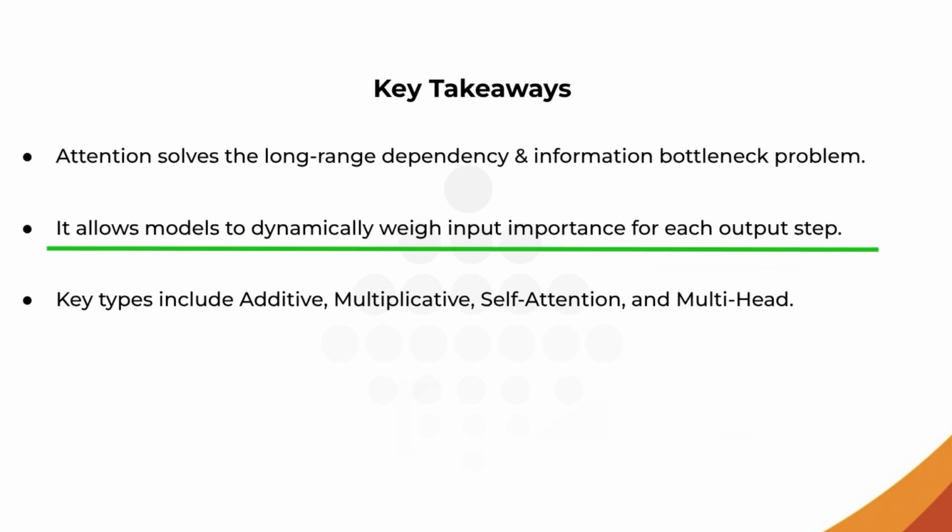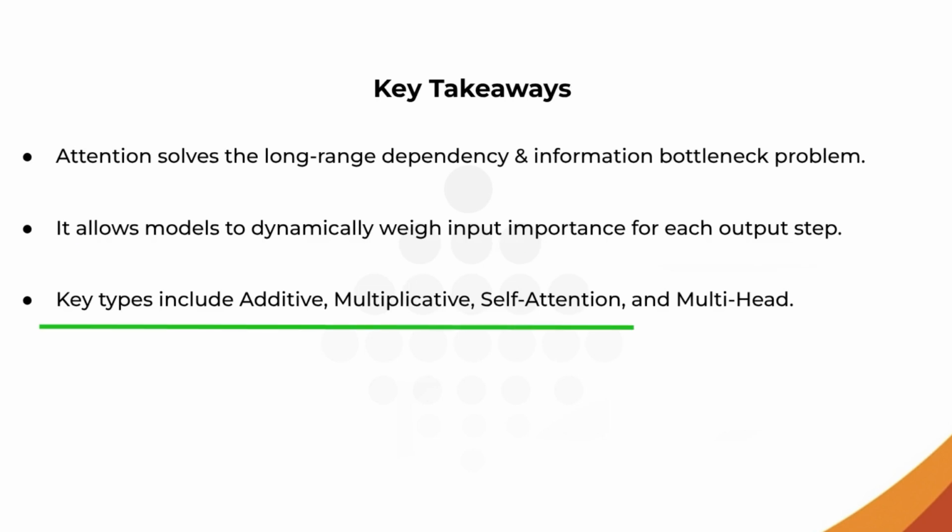Second, the core idea is allowing models to dynamically weigh the importance of different input parts. It's not static. The focus shifts depending on what the model is trying to output right now. And third, we've seen the main types, from the foundational additive and multiplicative attention to the revolutionary self-attention and its parallelized powerhouse version, multi-head attention, which are critical to models like transformers. Understanding attention is fundamental to understanding how many of today's most advanced AI systems work.